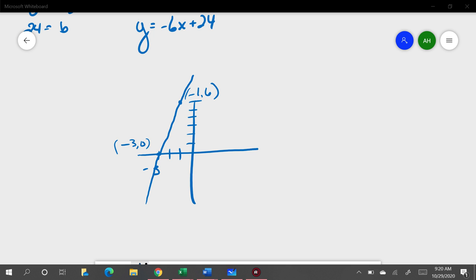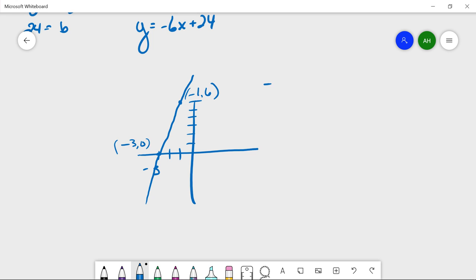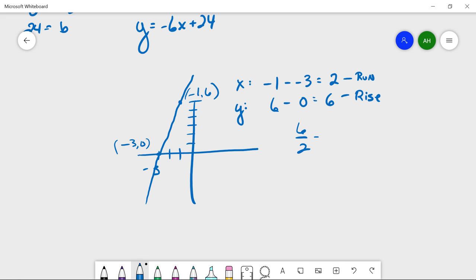And if I look at it, the -1 minus the -3 is going to give me 2, and the 6 minus 0 is going to give me 6. This over here is my run. This over here is my rise, because these were the x values and these right here were the y values. So I'm going to find that my slope is going to be 6 over 2, which also equals 3, so that's my slope.